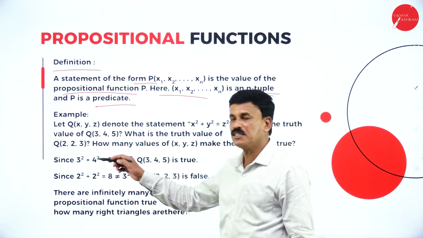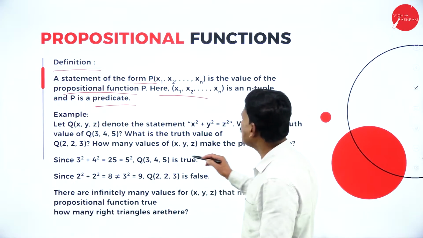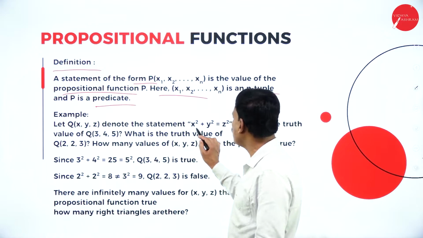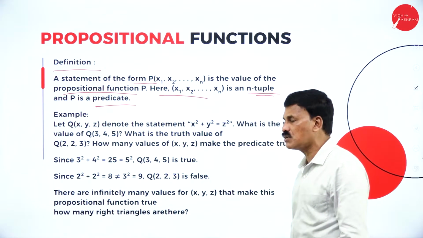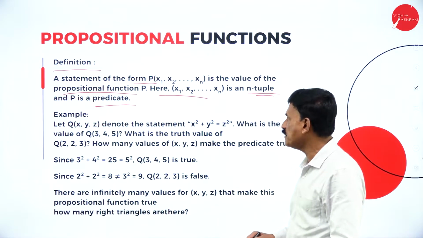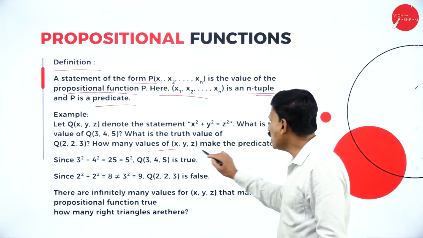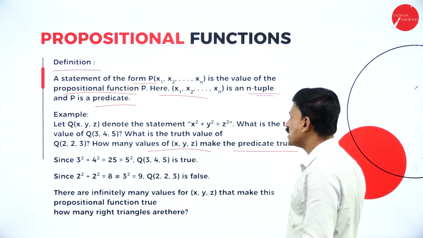Let Q denote the statement on the 3-tuple x, y, z: x square plus y square is equal to z square. What is the truth value of Q of 3, 4, 5? What is the truth value of Q of 2, 2, 3? How many values of x, y, z make the predicate true?